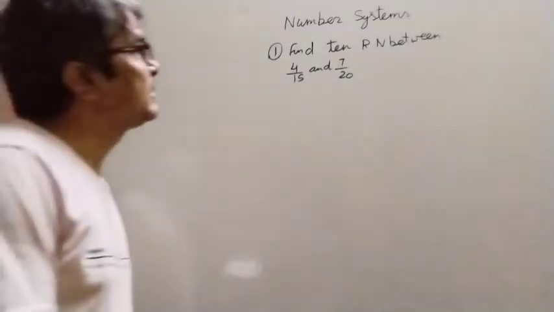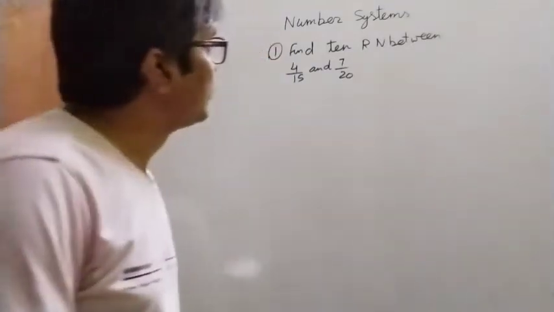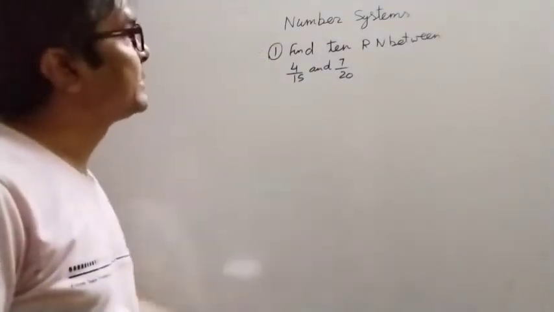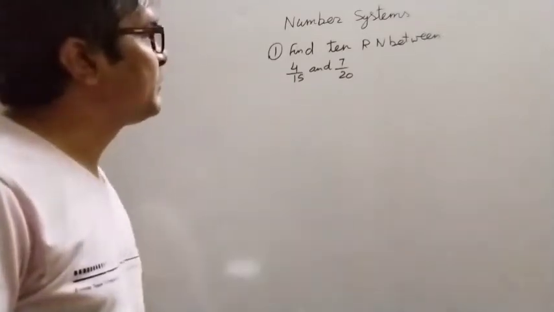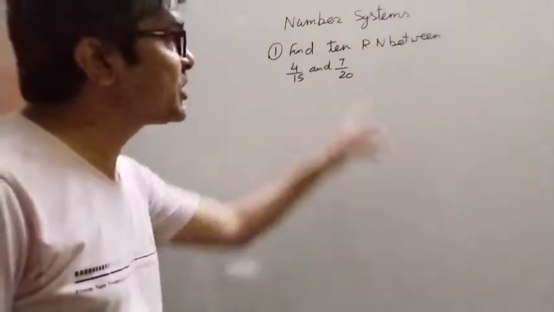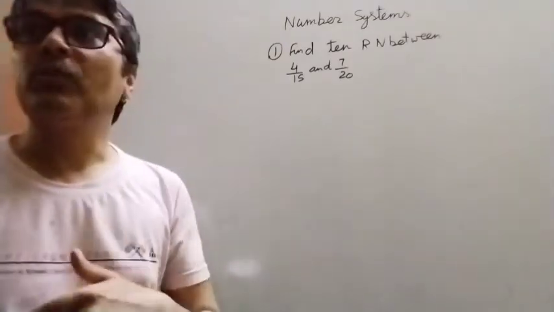So class 9, your chapter number 1, number system. We are going to revise the whole chapter quickly. First question of number system: find 10 rational numbers between 4 by 15 and 7 by 20.